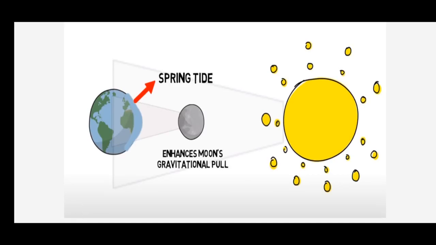Now, when the earth, the moon and the sun are in a straight line, with the sun behind the moon, right? Therefore, it enhances the moon's gravitational pull and creates much higher tides. The moon's gravitational pull is added to the sun's gravitational pull, so the gravitational force is more than previous. That's why it creates a higher tide than normal. Okay, such high tides are called spring tides.